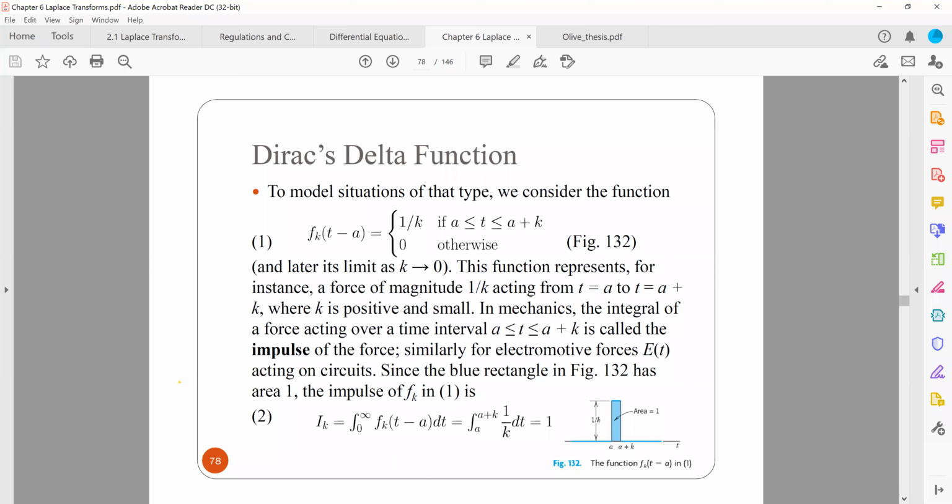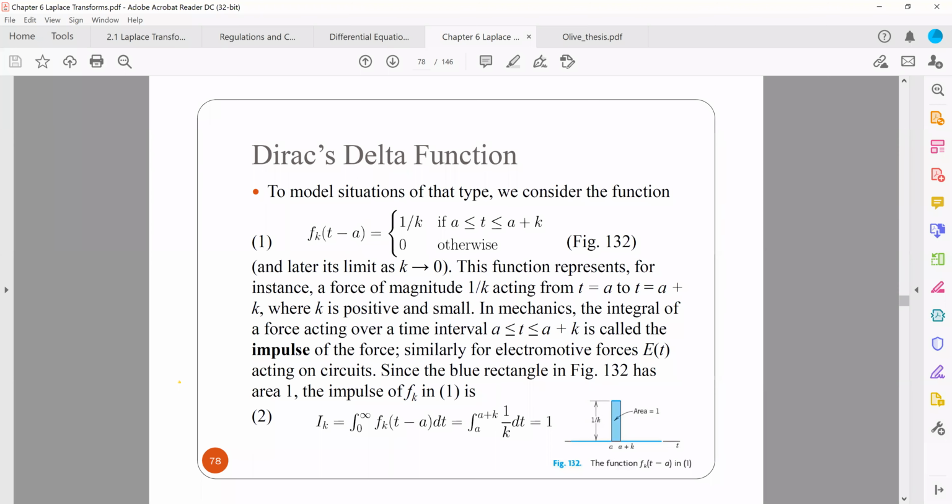So usually when we draw an impulse in communication, it's just a single line with an arrow facing up, because it's very small. That's what this is. The function represents a force of magnitude 1 over k acting from t equals a to t equals a plus k, where k is positive and small. In mechanics and also in communications, they say here in electromotive forces, the integral of such a force is referred to as an impulse. Just take note of that.